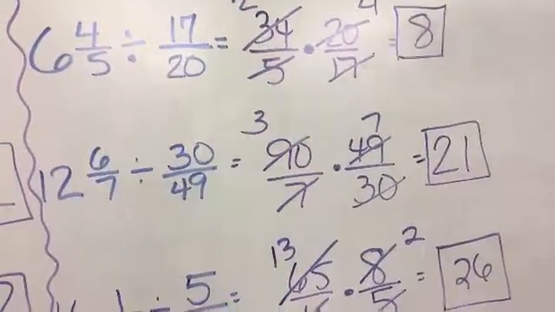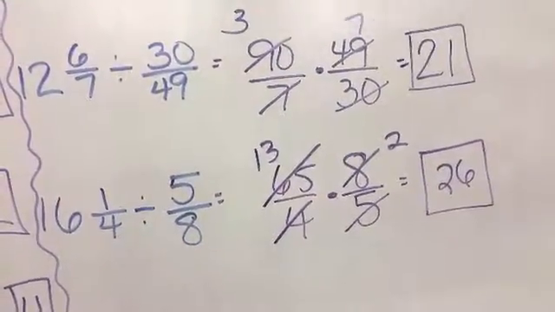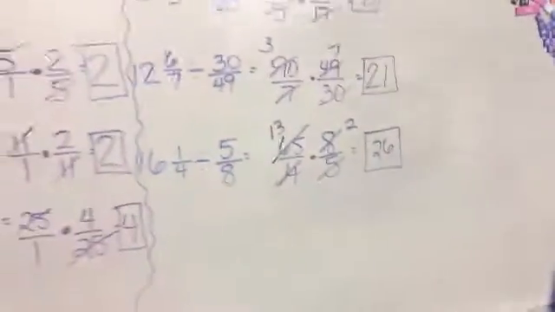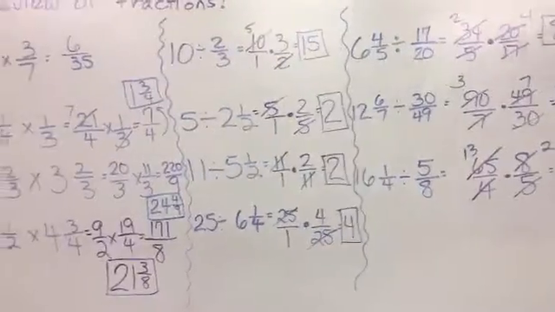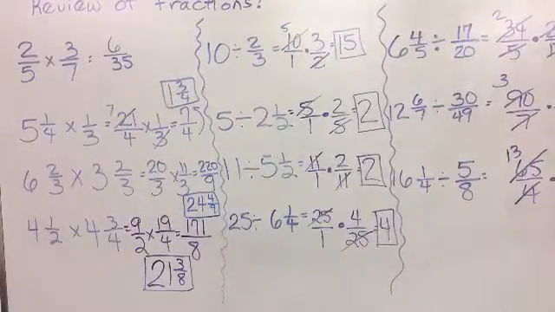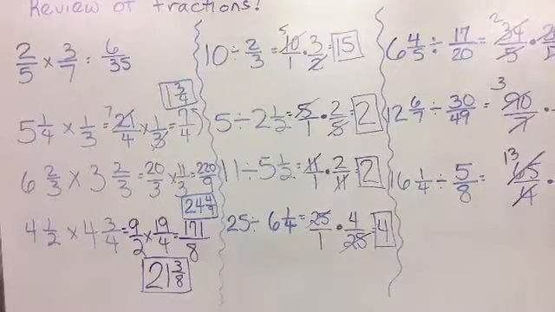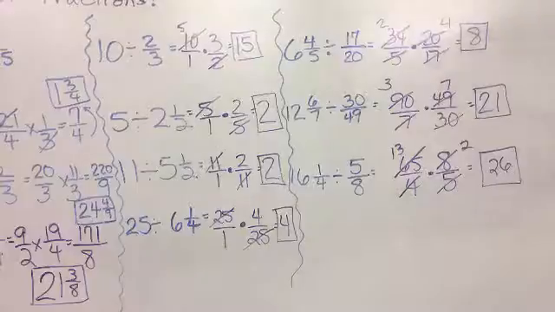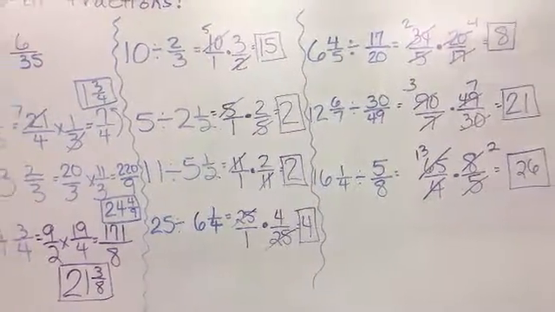So 8, 21, 26 down the right-hand side of the board. So I'm going to back up and let you see the whole board. Okay, so here's the left-hand side of the board. And there's the right-hand side of the board. And we are done with fractions 29.